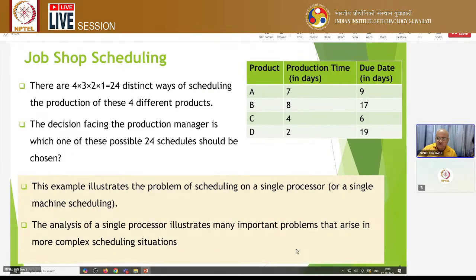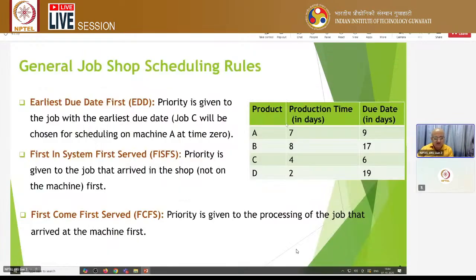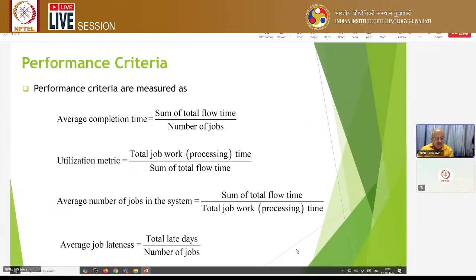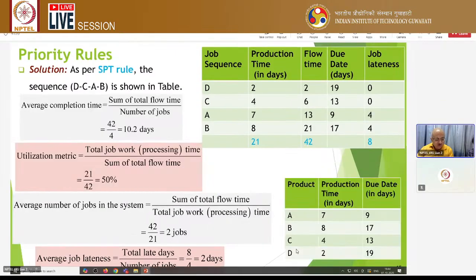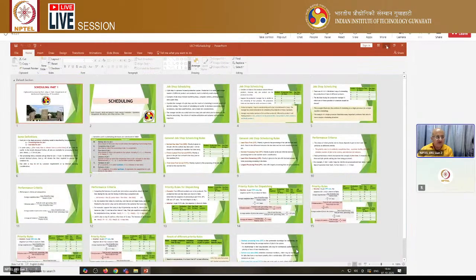Scheduling of jobs: how should I schedule my jobs? I have 4 jobs to be done, but in what manner should I do them? It depends on your idea. That means you don't want to be late, you want to maintain the due date, you want to be more efficient. So there are different types of metrics. That type of thing was also told.